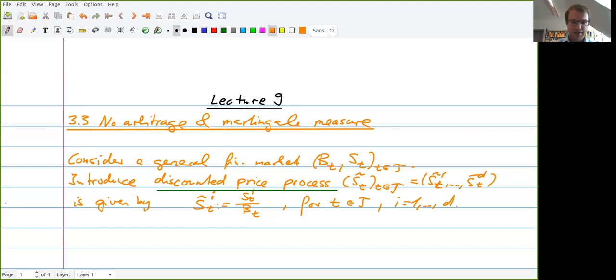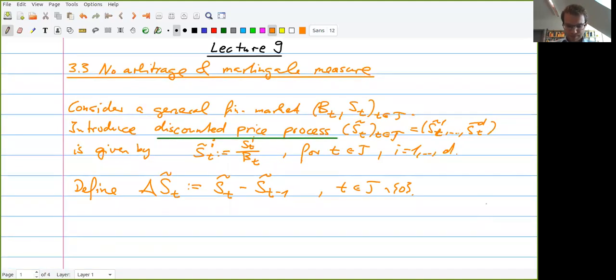Then we also have a very convenient short writing, the difference operator, which tells you the price changes over the t-th trading period of the discounted price process. So this delta S tilde t is, by definition, the difference of the discounted price at time t minus the discounted price at time t minus 1. This is well defined for all t, of course, without time 0. So this is the price movement in the t-th trading period.